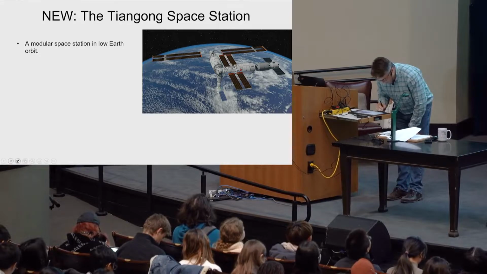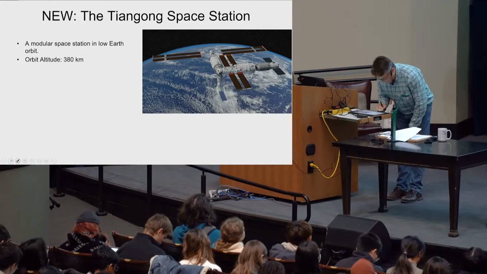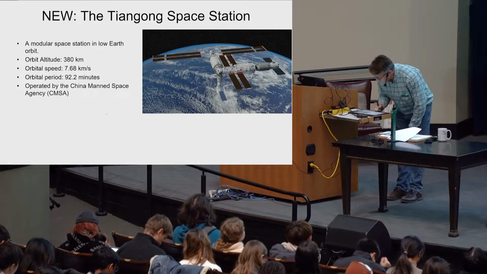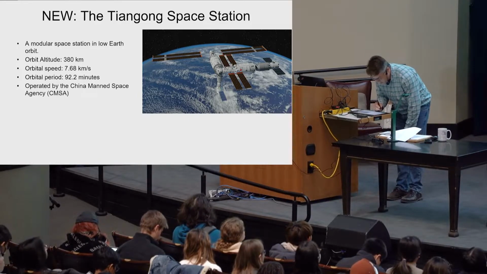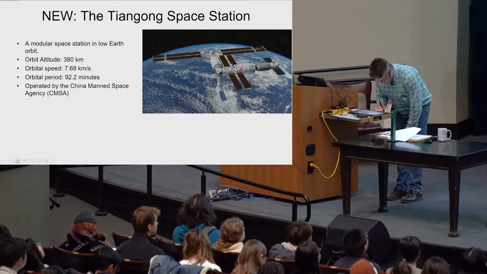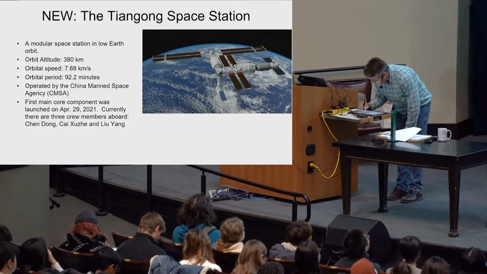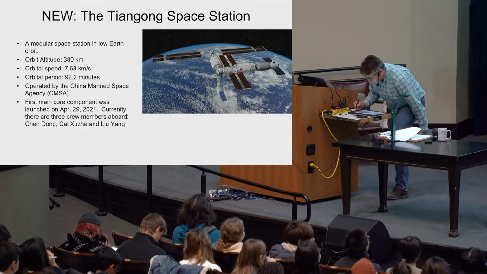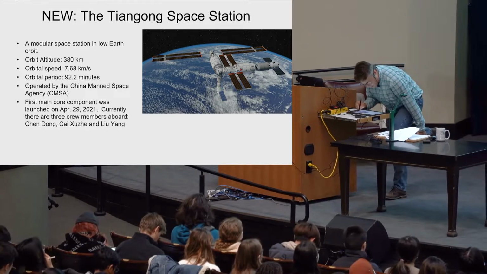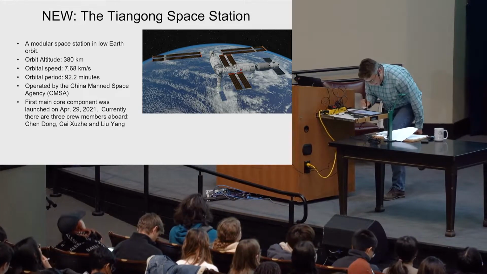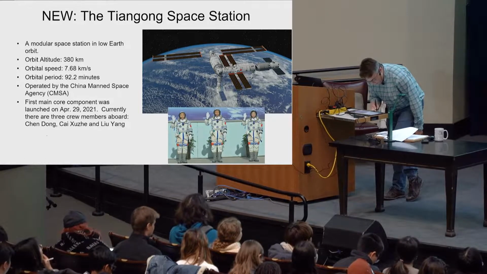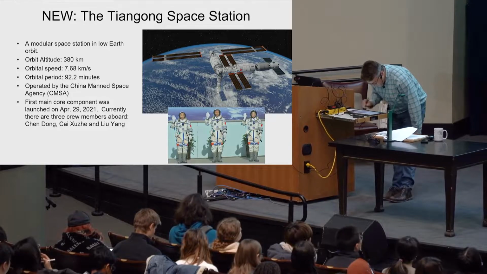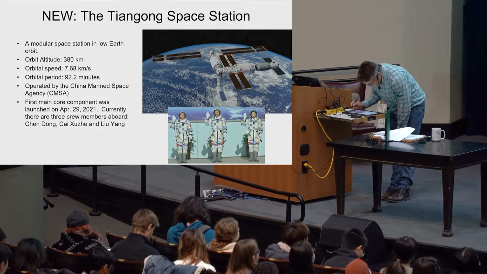There's a new space station, and this is an artist's conception of what it will look like, the Tiangong Space Station, operated by China. The main core component of it, which I think might be this part, was launched last year, and there are actually 3 people up there right now working on it. There they are, Chen Dong, Kai Shuji, and Liu Yang.